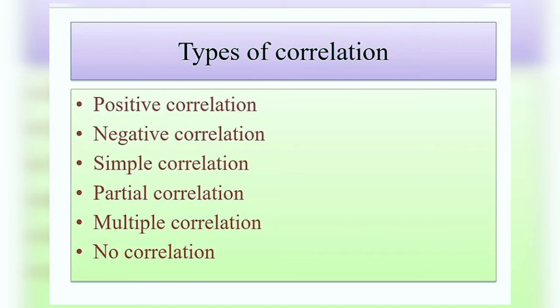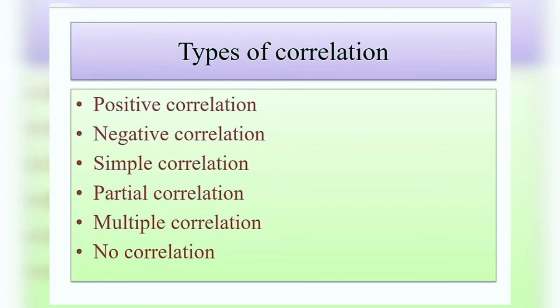The next one, partial correlation. In the partial correlation, we take more than two variables, but we consider the correlation between two of them, and all other variables are constant, that is called partial correlation. The next one is the multiple correlation. In the multiple correlation, we take more than two variables, but the correlation between one of them and the other group consisting of the other variables, that is called multiple correlation.